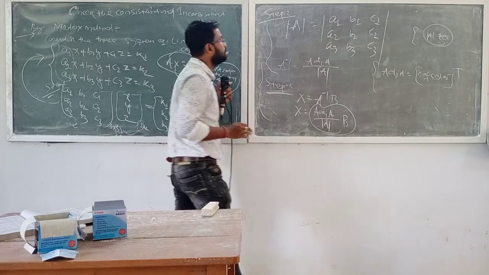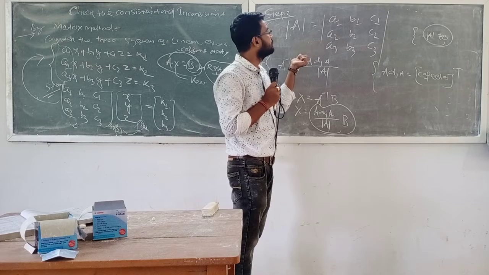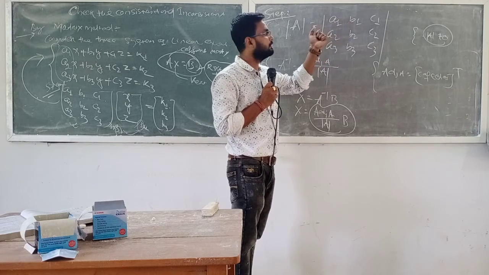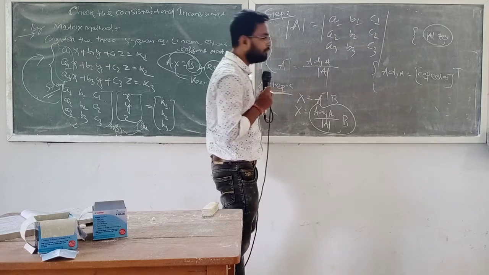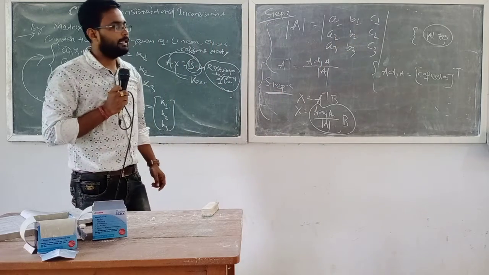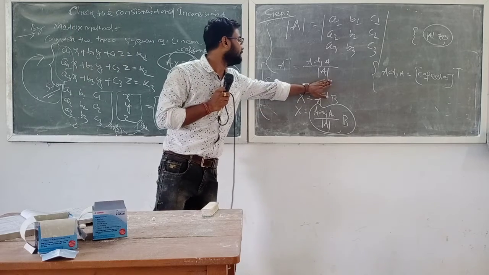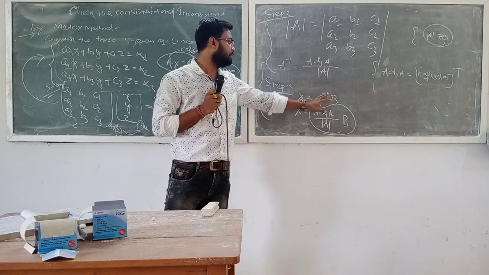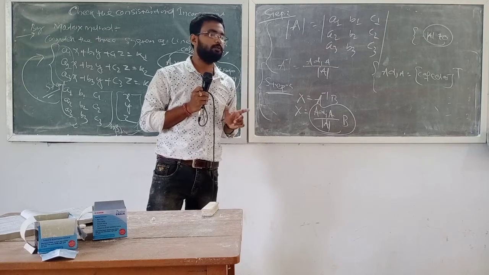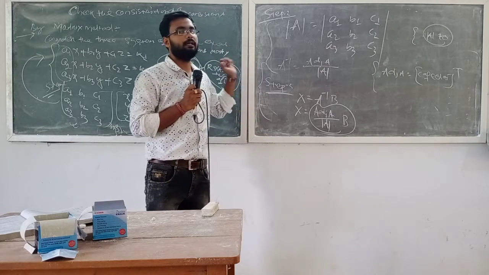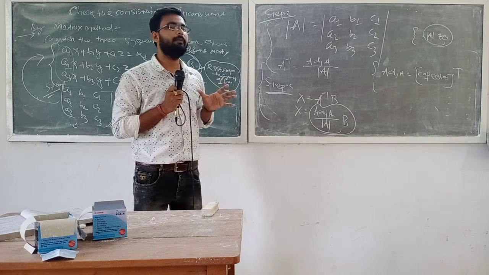Then step 2: we find the determinant value of the coefficient matrix, a1 b1 c1, a2 b2 c2 and a3 b3 c3. Then we find A inverse. If A inverse exists, it is adjoint A by determinant of A, then x equal to A inverse into B matrix, x equal to adjoint A by determinant of A into B matrix. This is the procedure to solve the system of linear equations by the help of matrix methods.